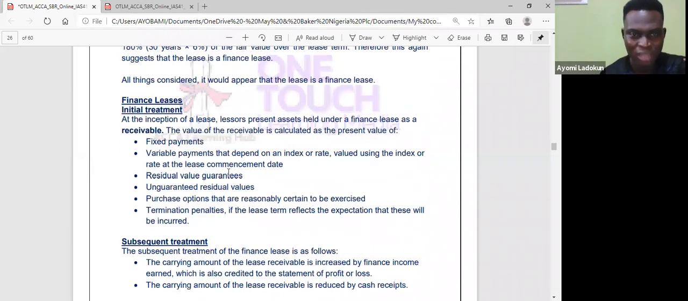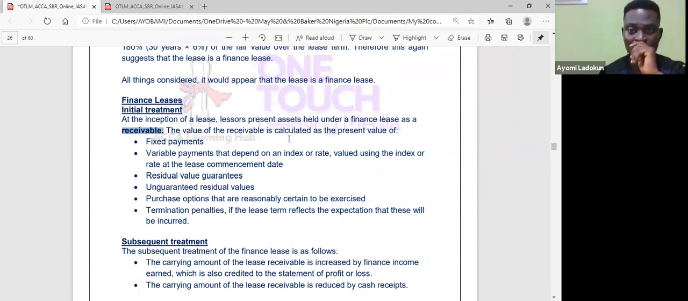Now, let's look at the treatment of a finance lease. Remember, this is in the account of the lessor. What the standard is saying is that at the inception of a lease, the lessor will present the asset held under finance lease as a receivable. It's going to present it as a receivable.